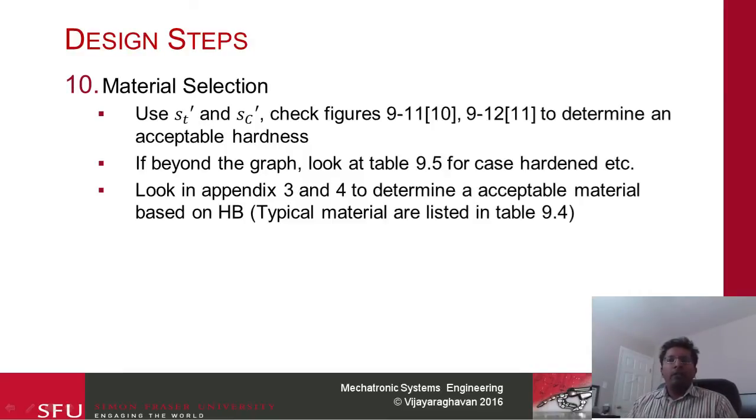Particularly if you're using steel, once you have the ST prime and SC prime, you go check figures 9-11 and 9-12. They are figures 9-10 and 9-11 in the 4th edition of the book. From these figures, you can determine an acceptable value of hardness, and then use this hardness to calculate the material that you could potentially use. So let's quickly look at figure 9-11.